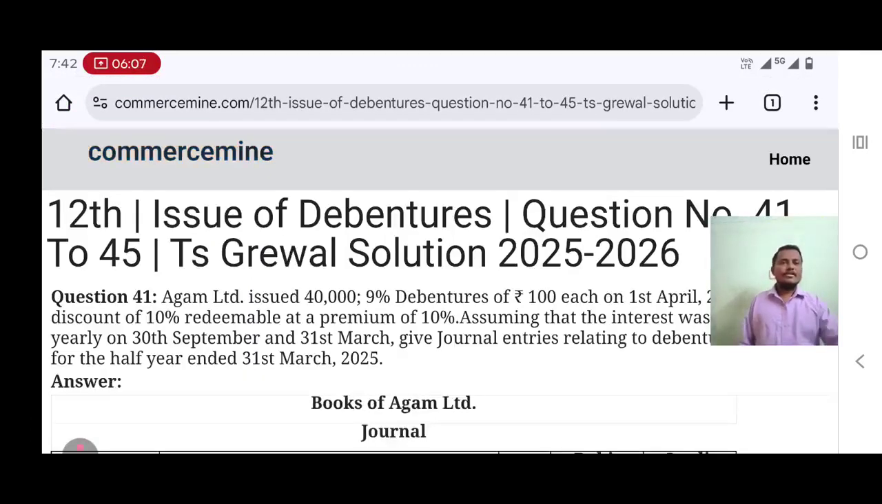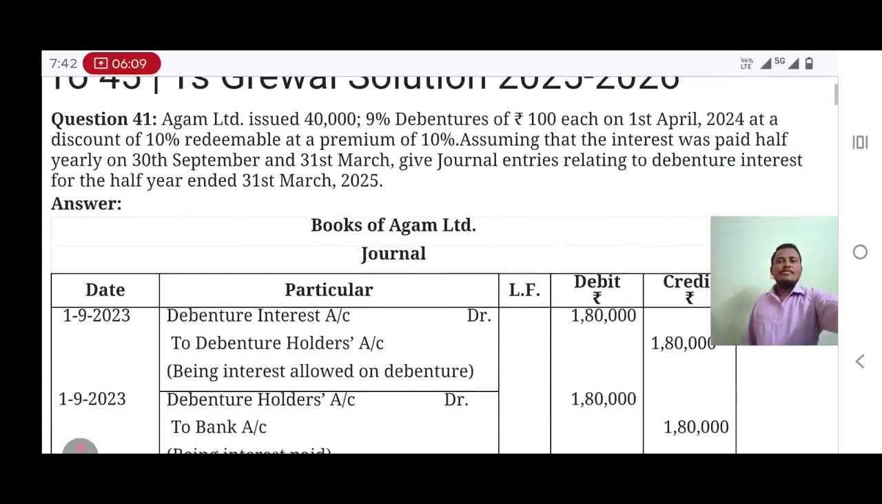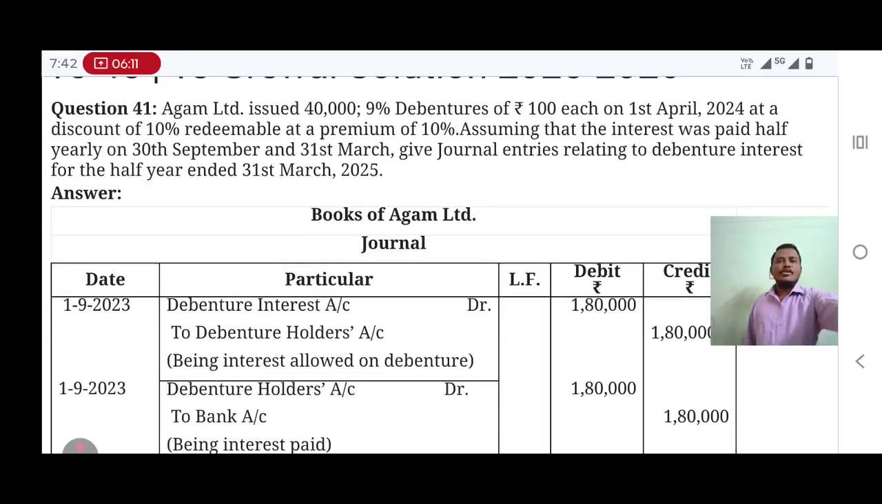So redemption, I've already told you the redemption. Agam Limited issued 40,000 9% debentures of 100 each at a discount of 10% and redeemable at a premium of 10%, assuming that the interest was paid half yearly. Okay, so I think this is interest on debentures. I told you, no, I'll be dealing with it with a practical problem.